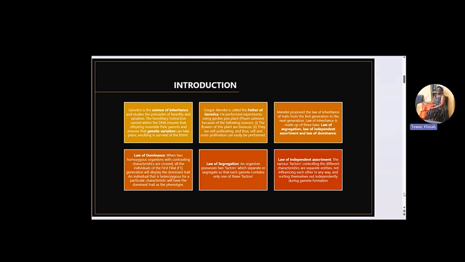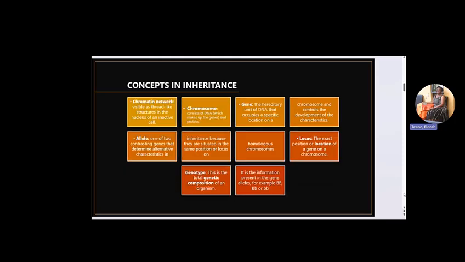The law of segregation is indicated when an organism possesses two factors which separate or segregate so that each gamete contains only one of these factors. The last law, independent assortment, is the law that indicates that various factors controlling the different characteristics are separate entities, not influencing each other in any way and sorting themselves out independently during gamete formation.